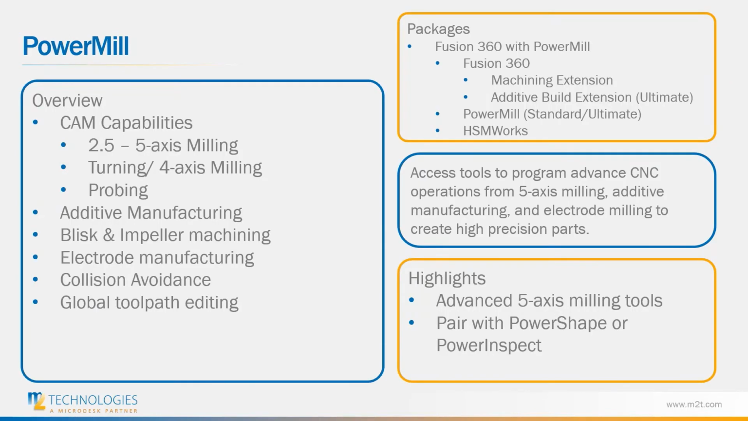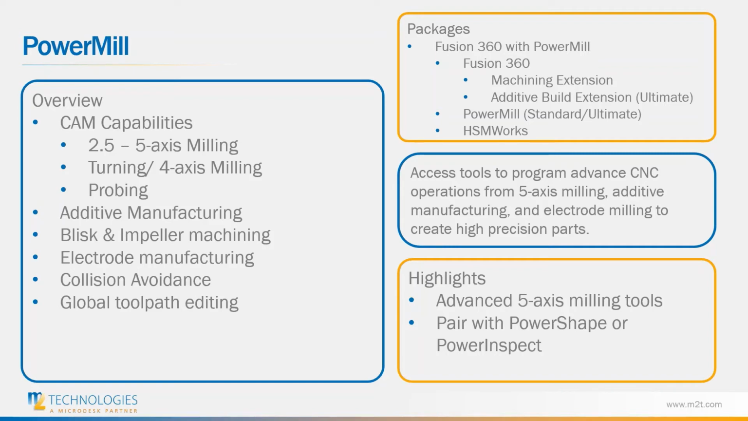Next, we're going to move on to PowerMill. PowerMill is another CAM application available along with Fusion 360. PowerMill has 2.5 to 5-axis milling capabilities, as well as turning and 4-axis milling. It also has probing capabilities. On top of this, it has additive manufacturing programming, as well as specific tools for blisk and impeller machining in order to get those complex 5-axis milling shapes.